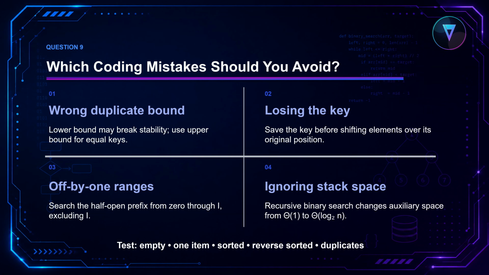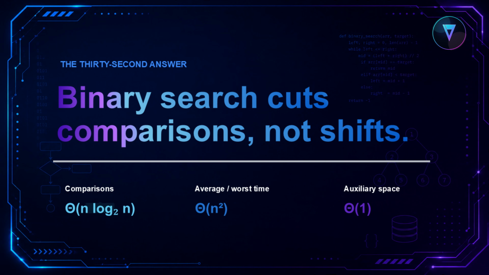Give me the 30-second interview answer. Binary insertion sort uses binary search to locate each key's position in the sorted prefix, reducing total comparisons to O of n times log of n. It still shifts array elements to open each gap, so average and worst case time remain O of n squared. With iterative search, it is stable when using upper bound, in place, and uses O of 1 auxiliary space.